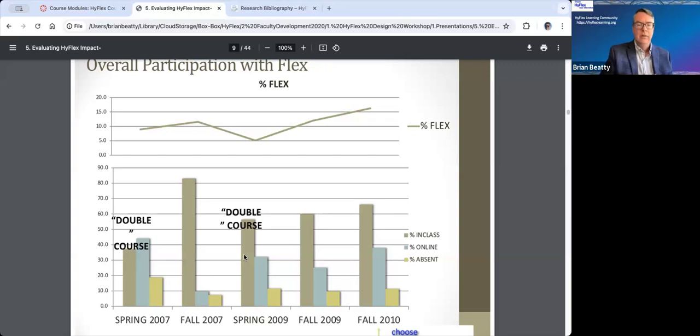Yeah, we never had more than the regular size in the classroom at any particular time, and we would typically have about a regular size classroom online. And this just shows the percentage of participation in those.